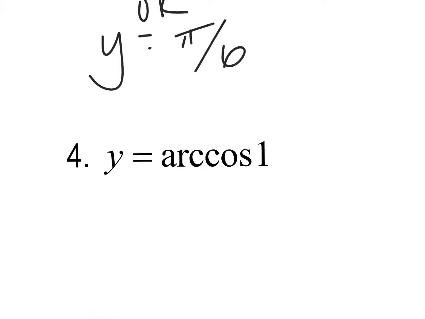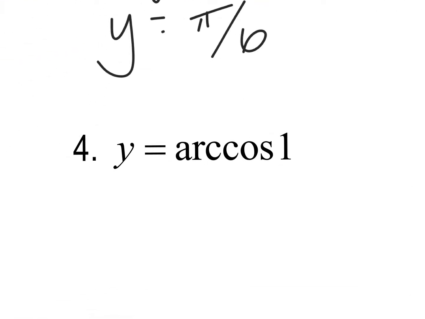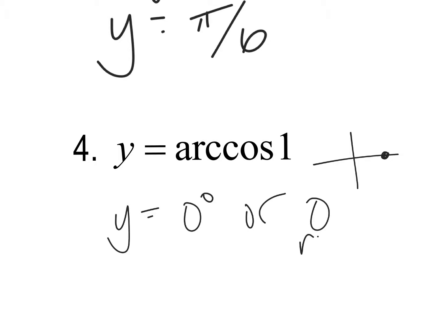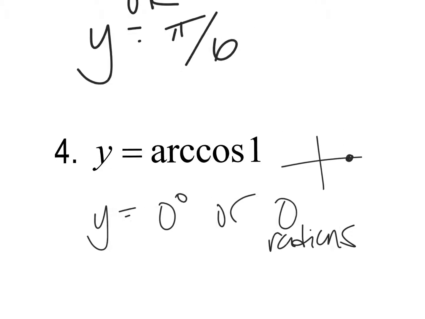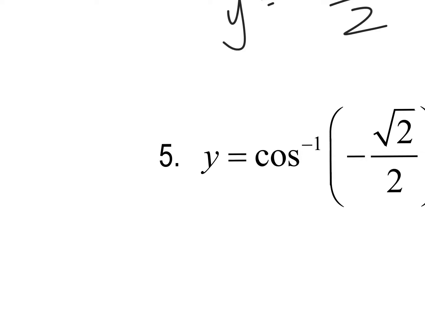Okay, let's talk about cosine. All right, so cosine, where is the x value equal to 1? So the x value is 1 here, and that answer is 0 or 0 radians. That's the only place where the x value is 1. Okay, let's do another one.